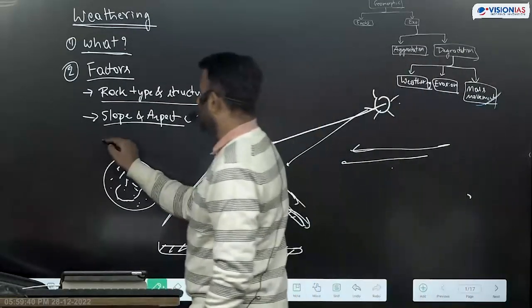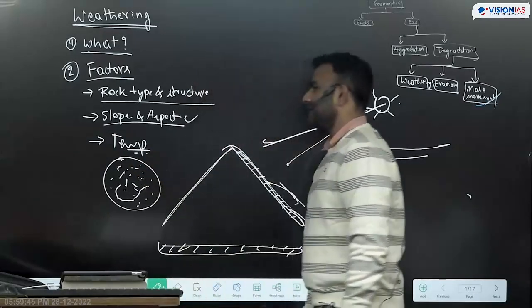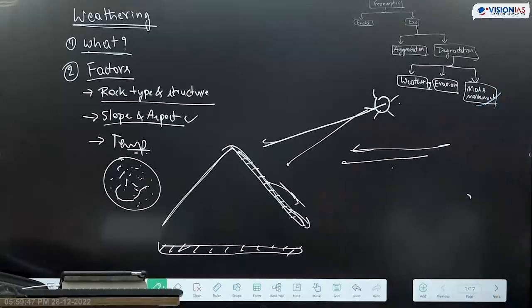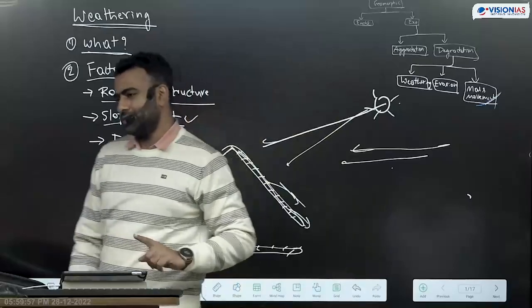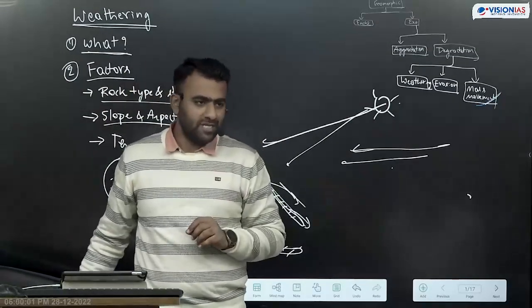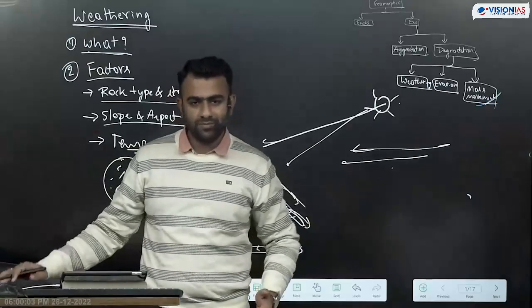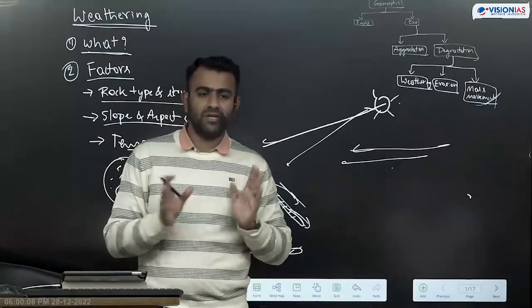Then there is temperature. What is the role of temperature in weathering? वही heating, cooling. So it's not about the high temperature or low temperature. Okay, whether it is a very high temperature or very low temperature. It is about the range of temperature. How much of range is experienced? Range means the difference between the highest and lowest. If there is a constant high temperature or constant low temperature, वहां पर ज्यादा weathering नहीं होगा.